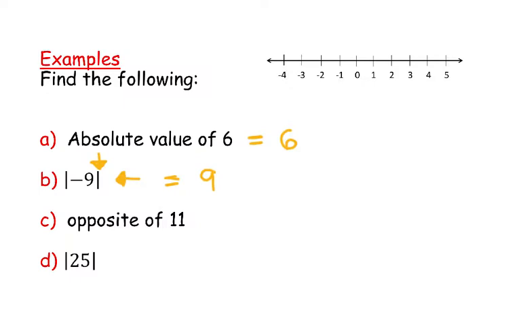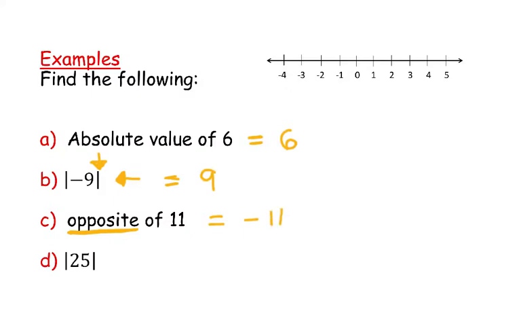In the next example, they want the opposite of 11. Opposite. So here you have to be careful. They don't want absolute value. They want the opposite. So 11 is positioned on the positive side of the number line, the right side. So the opposite will be on the negative side, but with the same distance. So the opposite of 11 will be -11.